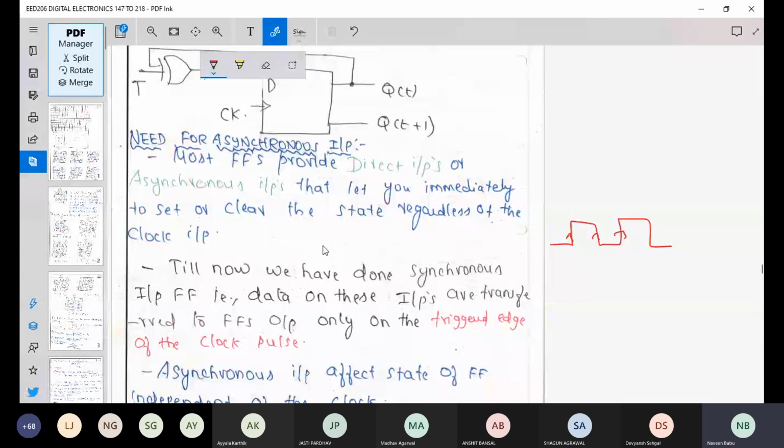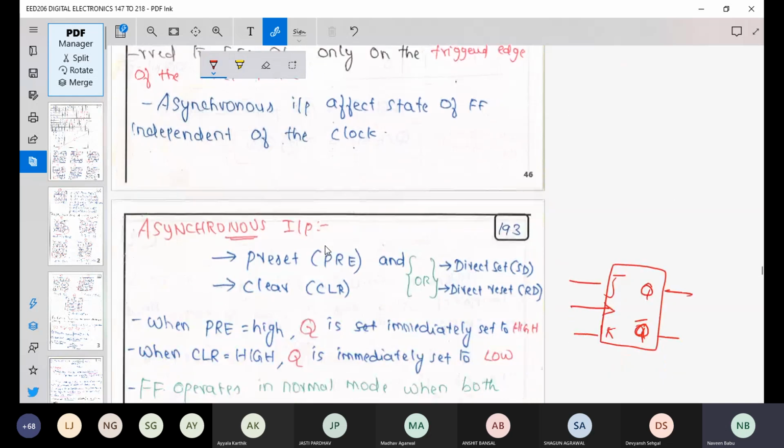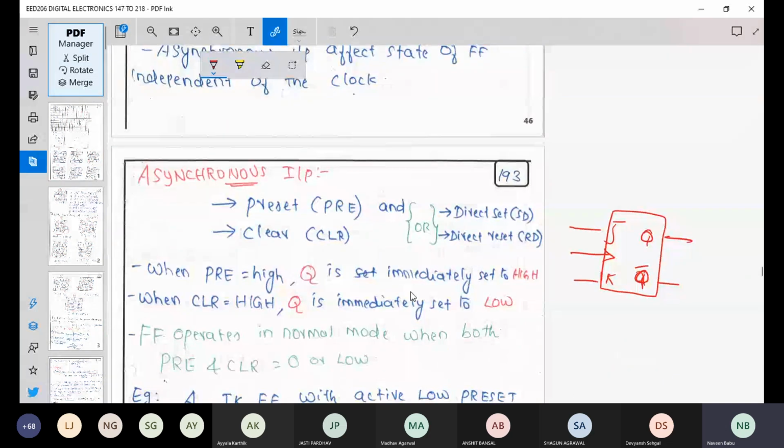What does this mean? Whenever this input preset is there, I am going to give a preset input in addition to the already available clock, J and K. Whenever I have a preset input here, let me have active high, my Q will be set to 1. If I want to clear my Q, then I will have clear input high. Whenever my clear input is high, my Q output will be 0. Okay, so I will have a better control now.